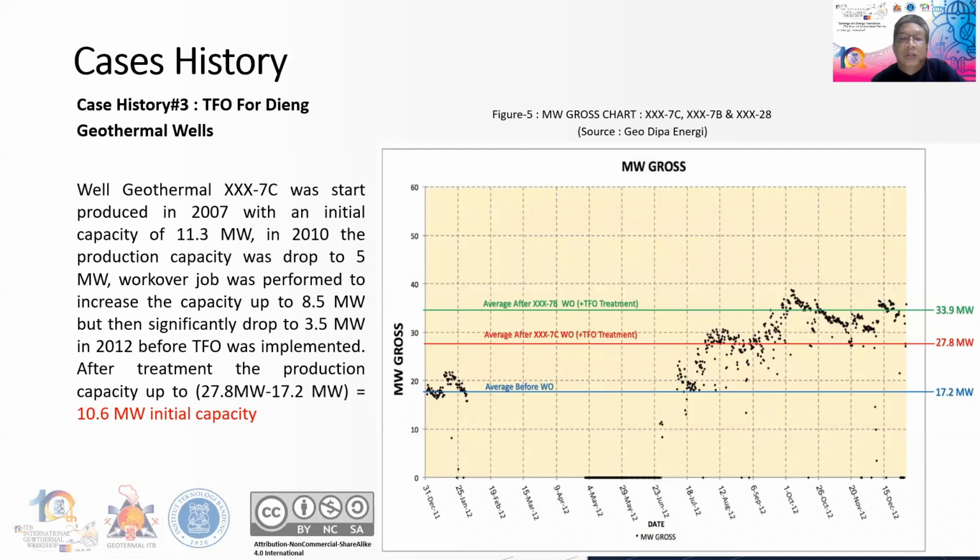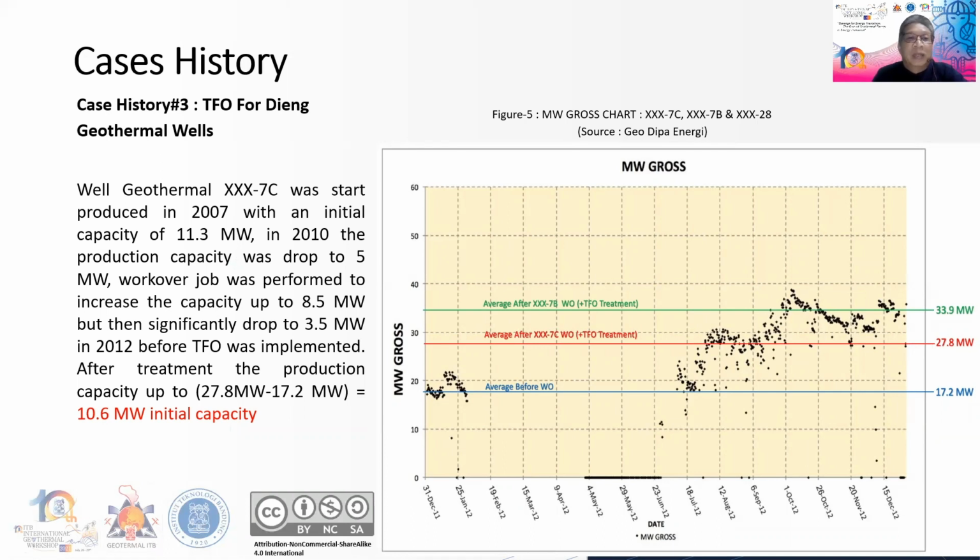This is another story that we would like to discuss: TFO is also being used for Dieng geothermal wells. We have a sample for geothermal well number XXX7C. We put a different name because of a confidential issue. So we hope that it can give us more picture of how TFO works for the geothermal well.